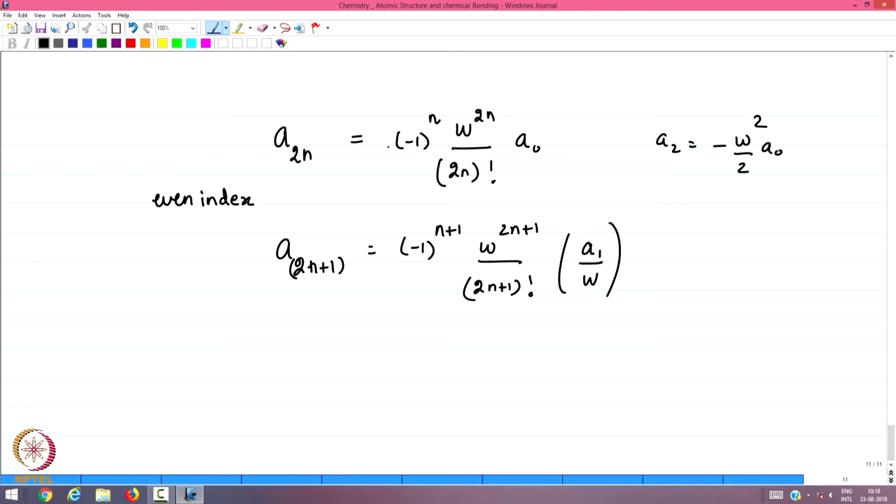You can see that. Therefore, this is the recurrence relation between the coefficients in the even indexed n, and this is the recurrence relation likewise between the coefficients in the odd indexed n. Now, n is equal to 1, 2, 3, etc.